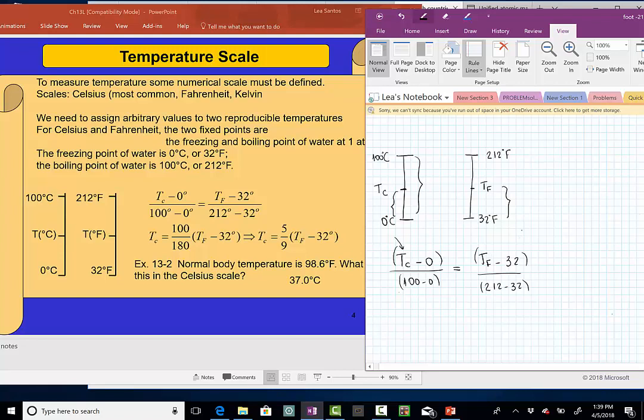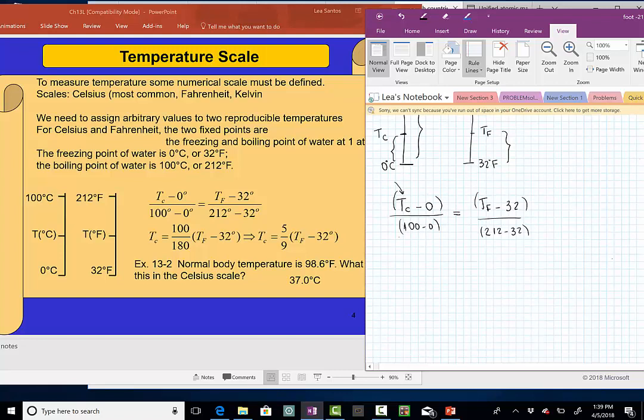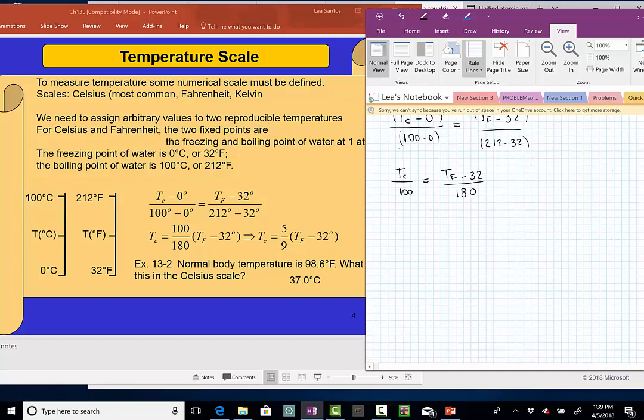You can try to simplify this equation a little bit. So we can write this as TC over 100 equals TF minus 32 divided by 180. We can also go a little further and write this 100 divided by 180, which gives us 5 divided by 9, times TF minus 32. Okay, so this is the way to move from one to the other.